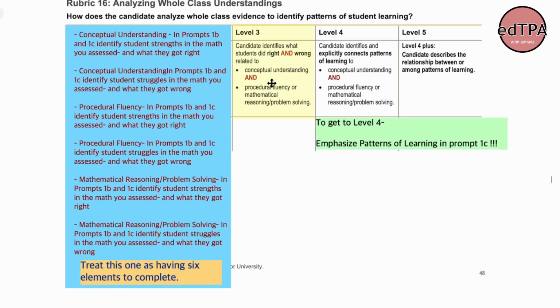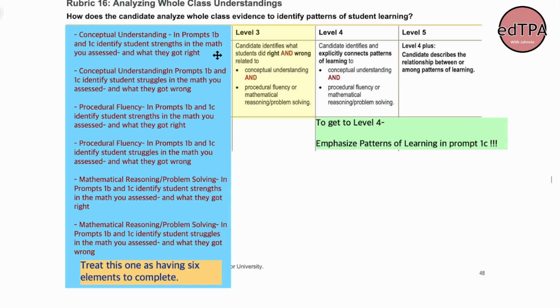Let's focus on level 3 to start with. Level 3 is what you're trying to get to minimally. You have to meet all the criteria within level 3 to make level 3. And level 3 for this one, about thinking about patterns of student learning. For level 3, candidate identifies what students did right and wrong related to conceptual understanding and one of the other two, procedural fluency or mathematical reasoning and problem solving. So you have to do conceptual understanding, but then either one of these two.